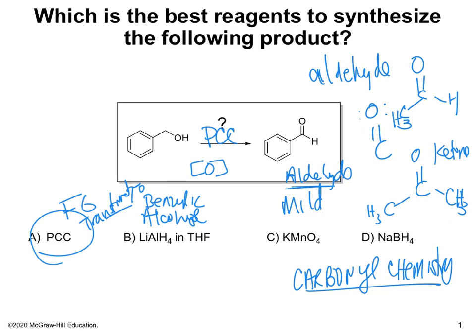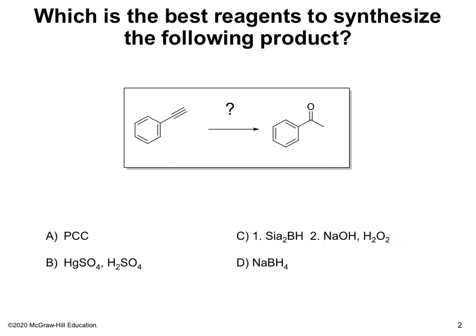Lithium aluminum hydride is a reducing agent, so it's going to add hydrides to the carbon. Sodium borohydride is also a reducing reagent. The other oxidizing reagent is potassium permanganate, and you see that the manganese has oxygen.